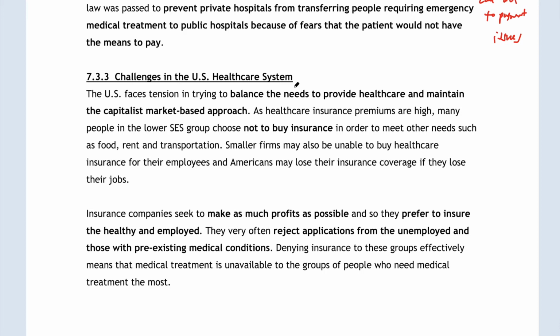So the US is trying their best to have a balance between those two, but as you can tell, it's not working out very effectively. This is the problem for the US, and this is why there has been a lot of debate about this particular issue.